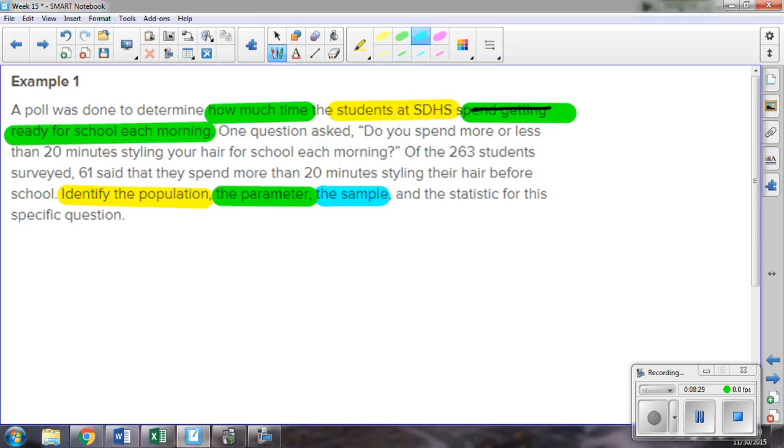What was the sample? Yeah, the sample is of the 263 students surveyed. They didn't ask every single person in the school, they asked only these 263 people. So finally, what is the statistic? Remember, a statistic is data that's calculated from the sample. There we go.